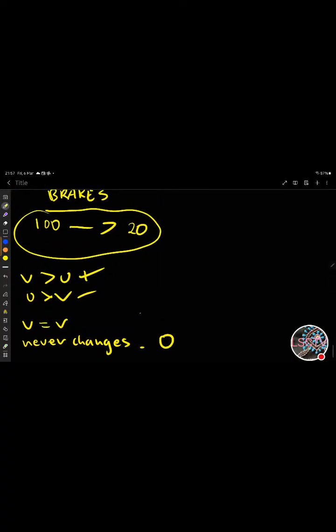Now, looking at this, all of you tell me, will the acceleration be positive or negative in this circumstance?